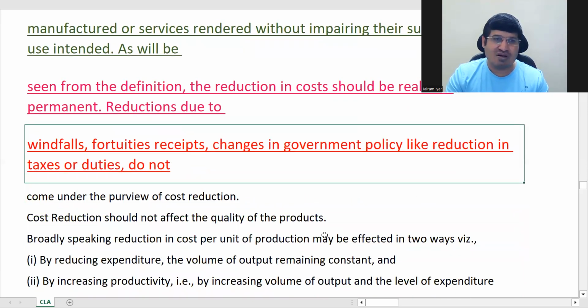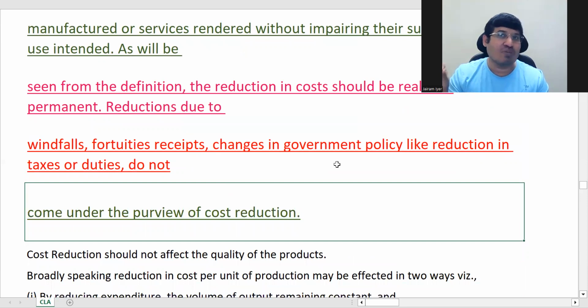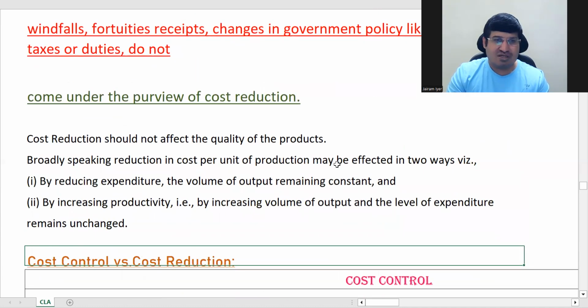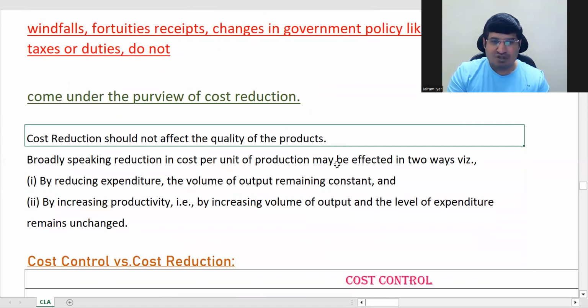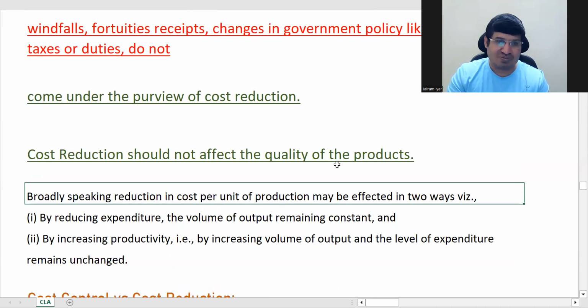Or if any other government policy has cost reduction, these are not cost reduction. You have to use economics. Okay, and you are reducing using economics, that is cost reduction, not these things. Cost reduction should not affect the quality of products, obviously. Okay, you want to give the same utility to the customer.